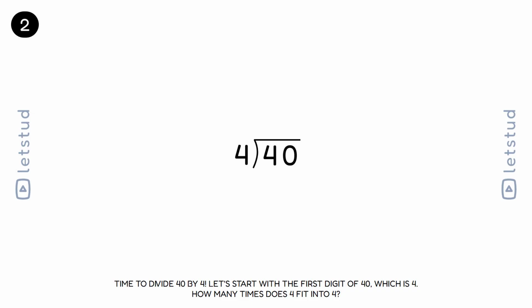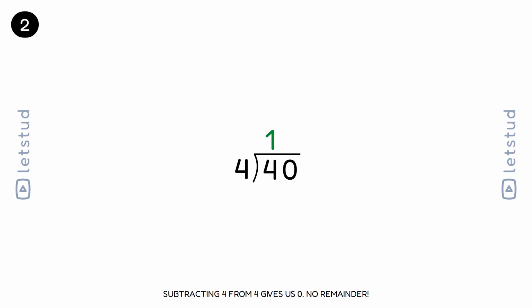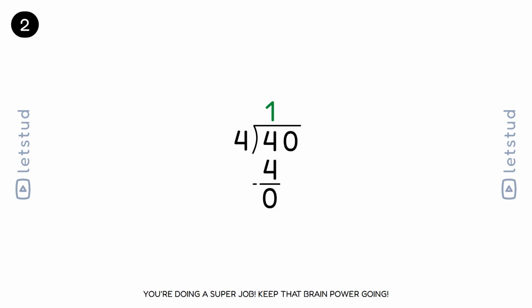Time to divide 40 by 4. Let's start with the first digit of 40, which is 4. How many times does 4 fit into 4? We're moving to the next digit, 0. 4 goes into 4 exactly one time. That means 1 times 4 equals 4. Subtracting 4 from 4 gives us 0. No remainder. You're doing a super job. Keep that brain power going.